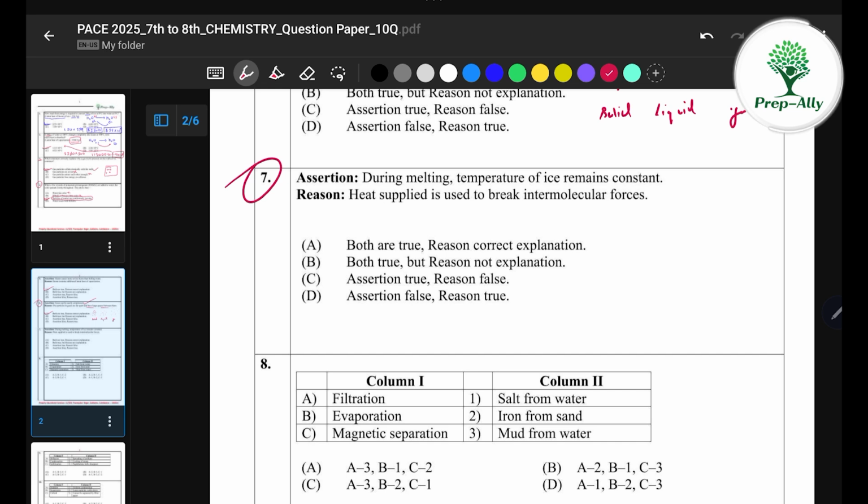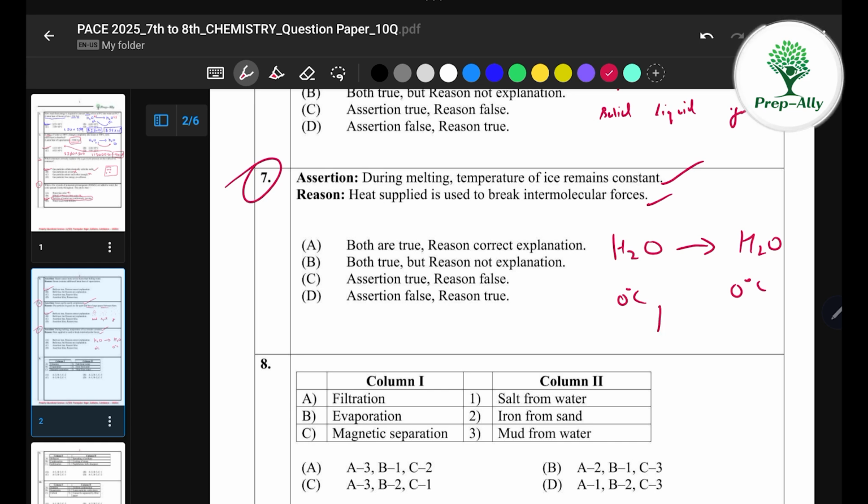Now question number 7. During melting, the temperature of ice remains constant. Heat supplied is used to break intermolecular forces. Yes. If we have water molecule H2O at 0 degree Celsius, first it will convert into H2O liquid form, but temperature will remain the same until all the water is converted into liquid form. So temperature will remain constant, meaning temperature will not change, and heat supplied is used to break intermolecular forces.